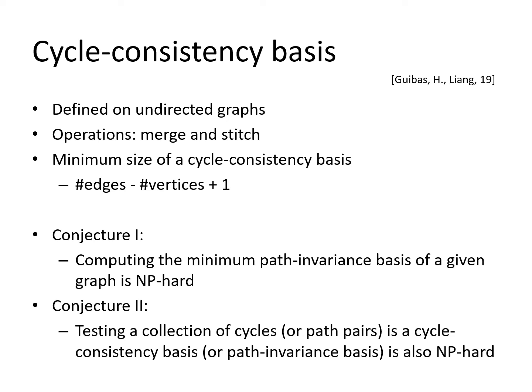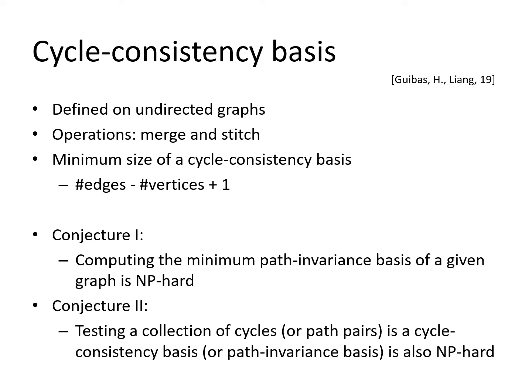But on the other hand, for path-invariant basis, there's a conjecture stated in the CVPR paper saying that computing the minimal path-invariant basis of a given graph can be hard. But on the other hand, we do have a polynomial time algorithm for computing a path-invariant basis of polynomial size. Okay, so there's another conjecture.